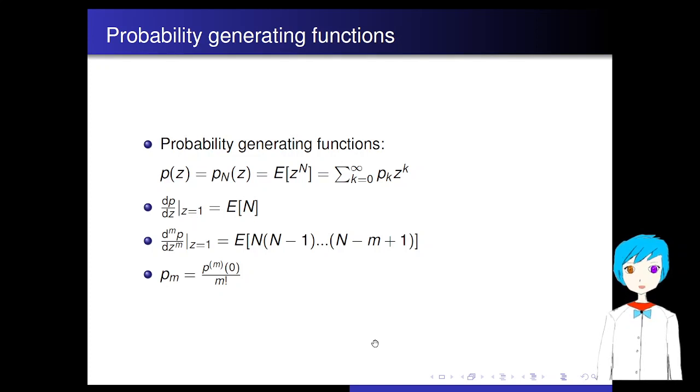Also, the probability that the random variable N takes the value m is the m-th order derivative of the probability generating function P divided by m factorial at z equals 0. So essentially, the probability generating function contains all the information we need for the discrete distribution when the random variable capital N can only take non-negative values.